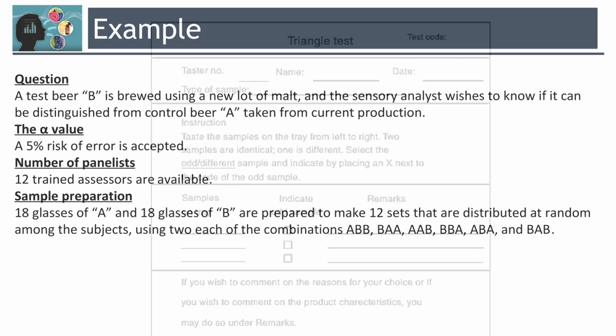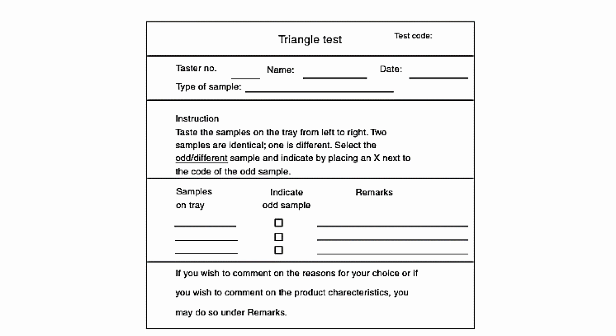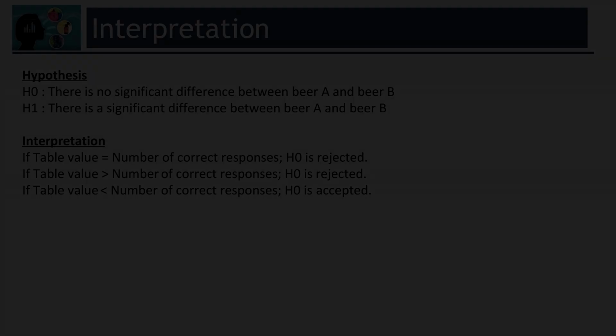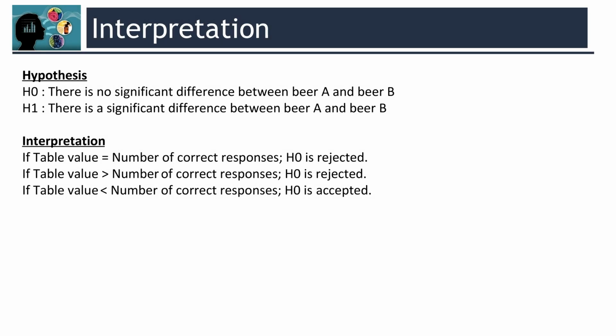Here, you can see the score sheet of the triangle test. And you should give instructions here for the panelists. Now, let's write the hypothesis. H0 is there is no significant difference between beer A and beer B. H1 is there is a significant difference between beer A and beer B.